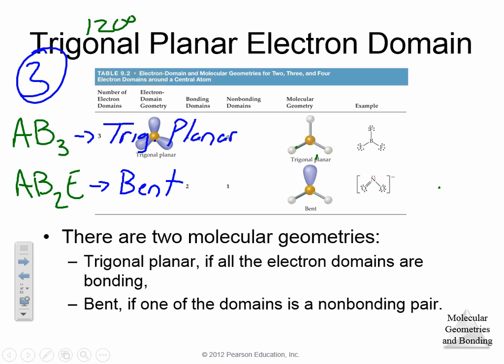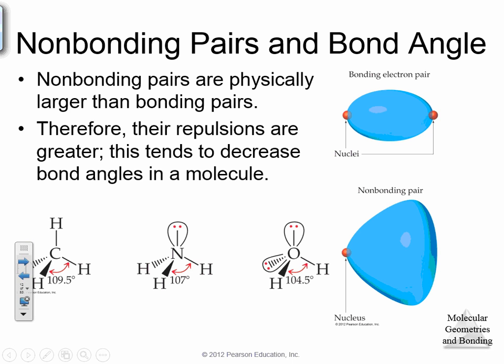So there are only two types of possibilities with three domains. Both of these are going to have bond angles of 120 degrees. The two possible ways are trigonal planar and bent. So just keep that in mind when we talk about the three domains. There are only two possible geometries with three electron domains.